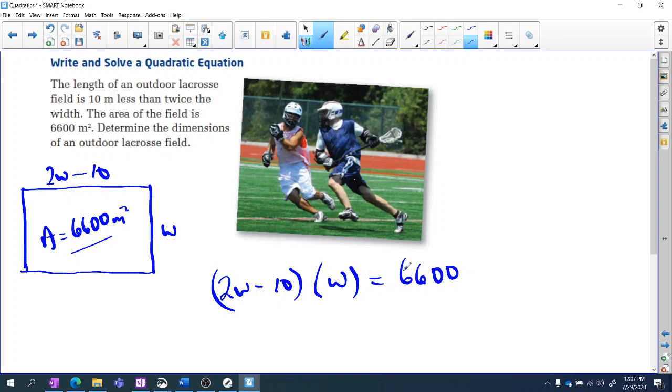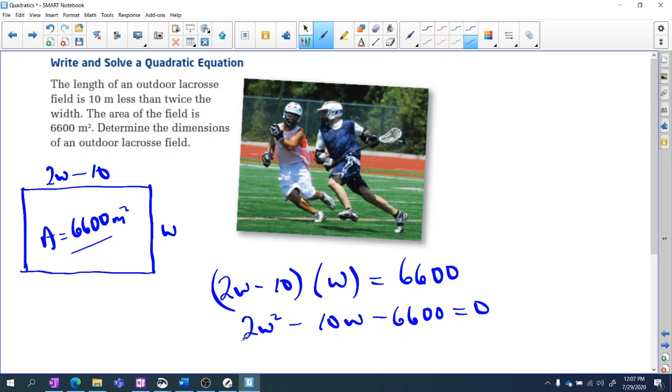Now we did something like this in functions, but they didn't actually tell us the area. They'd ask you maybe to find the maximum area. Well, then you'd expand this out and put it in vertex form. In this one, they're actually telling us the area, so we want to figure out an actual W that would give us 6,600. Let's see what happens here. So let's expand: 2W squared, take away 10W, bring your 6,600 over. Remember, you have to make it equal 0.